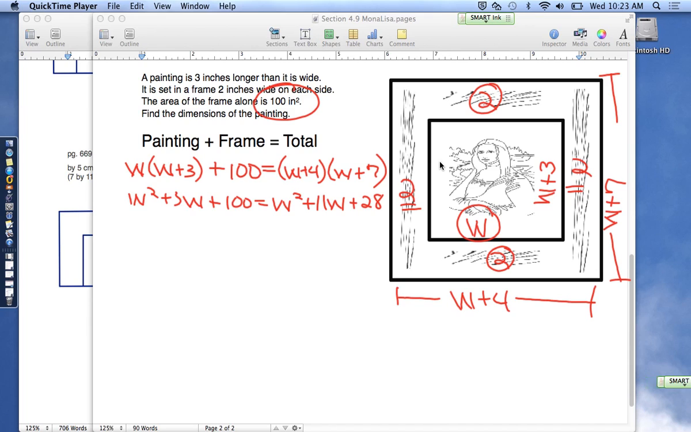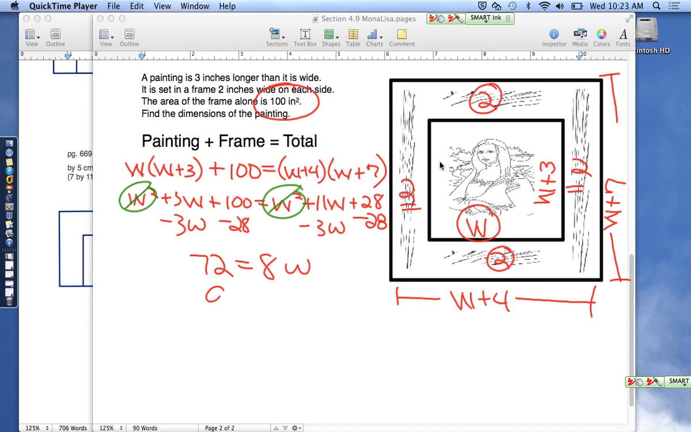And as always, for now at least, the terms to the second power will subtract away, and then you're simply left with subtracting 28 from both sides, and then subtracting 3W, and then I'm left with this. Multiply by 1/8. So the dimensions of the painting, W is 9, and W plus 3 is 12. So the painting here is a 9 by 12.